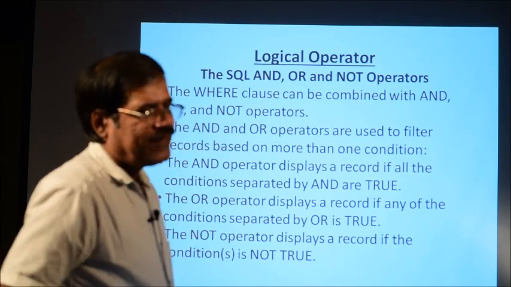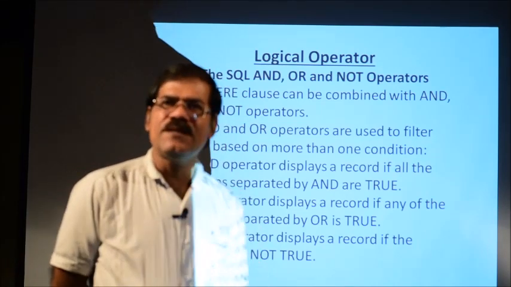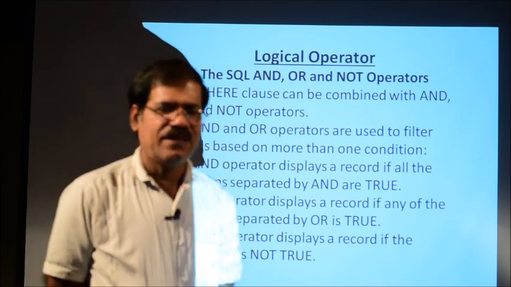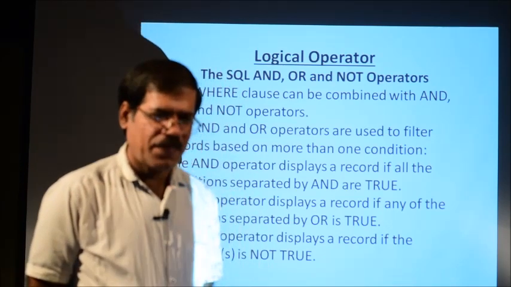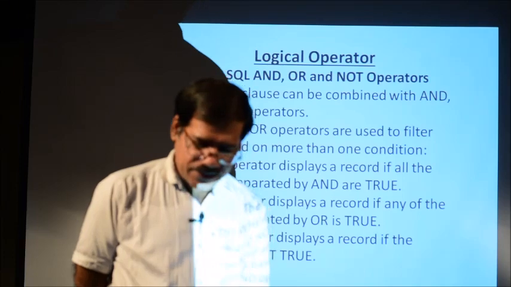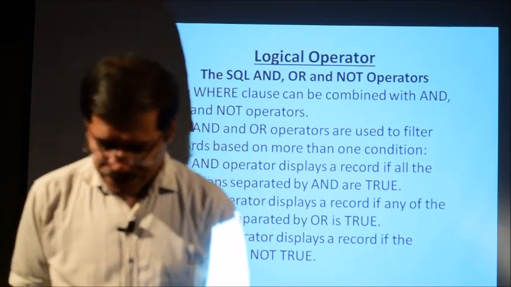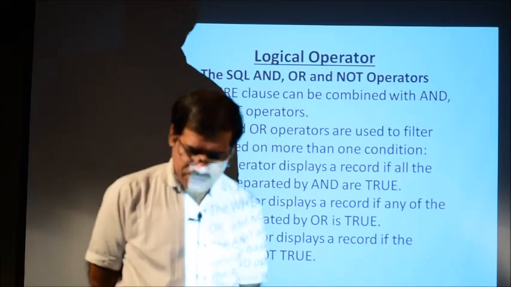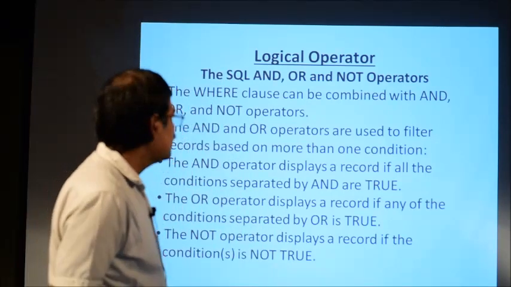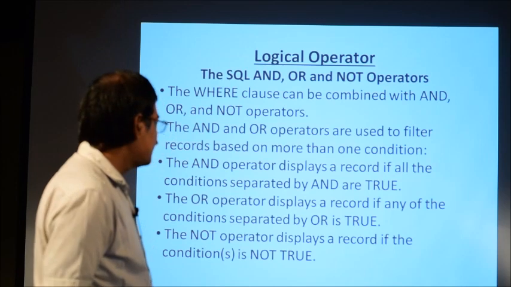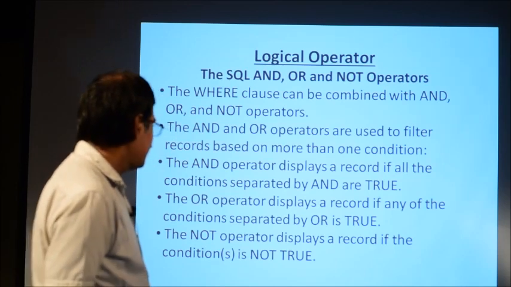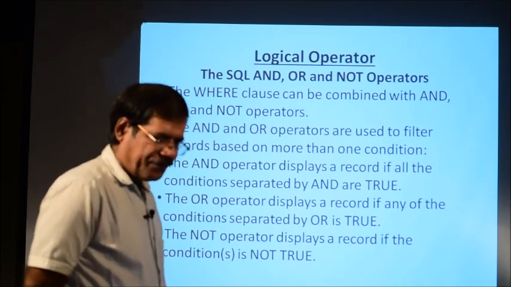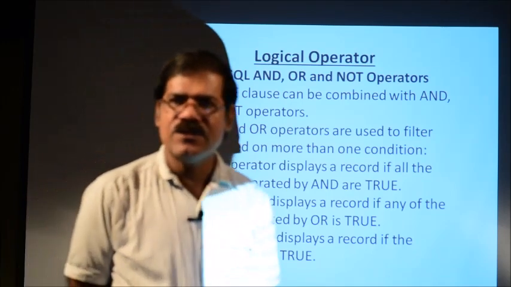That means in AND operations, if the first statement is true and the second statement is true, then the result will be true. But in an OR case, if either the first statement is true or the second statement is true, then the result will be true. NOT is just the opposite: if it is true it becomes false, and if false it becomes true. It is just the negation concept used in logic.